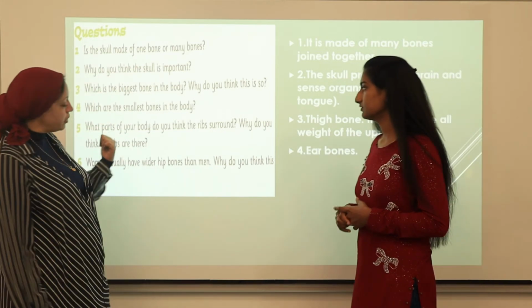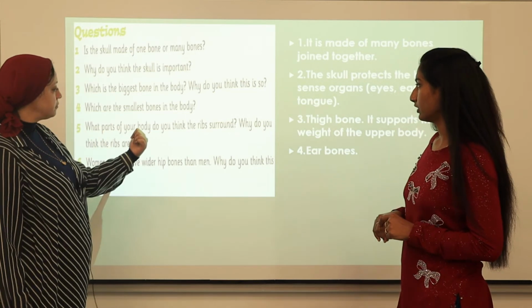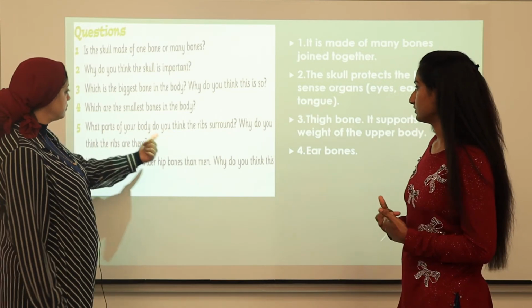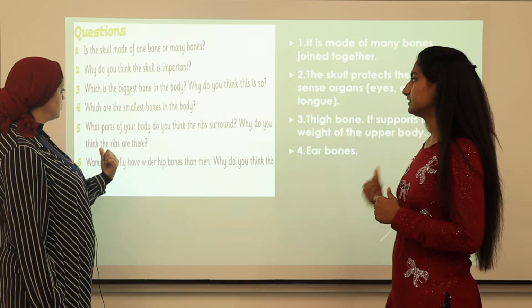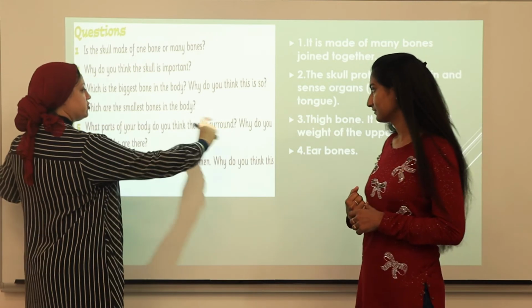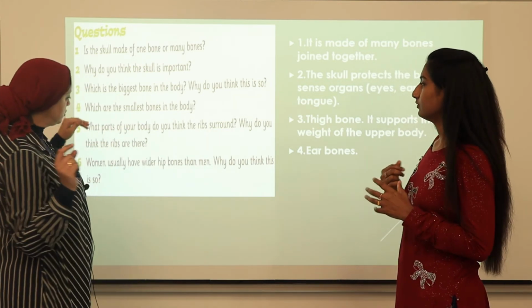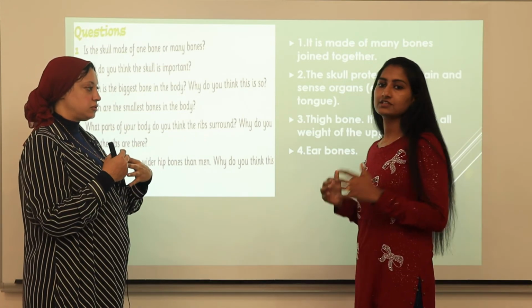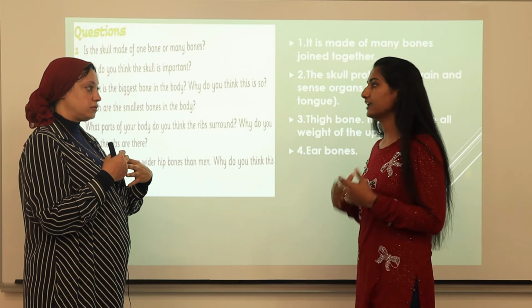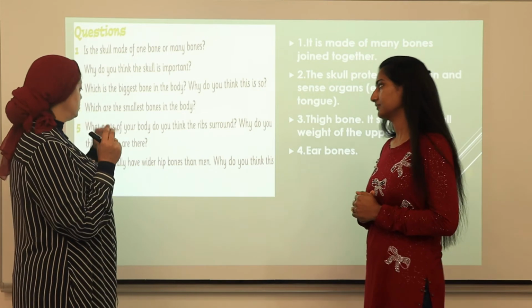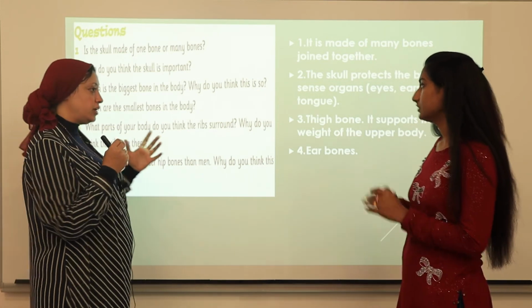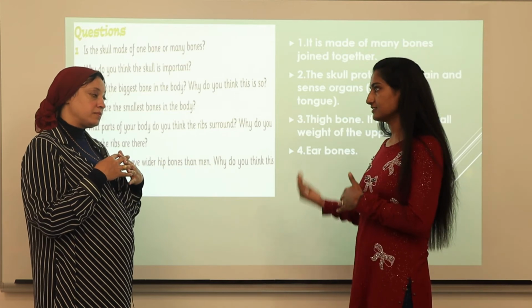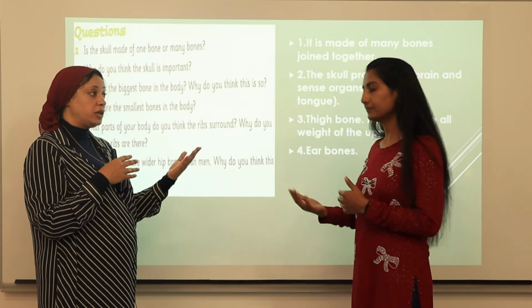Okay. Question 5. What parts of your body do you think the ribs surround? Why do you think the ribs are there? Okay, we will take the first part. What parts of your body do you think the ribs surround? It surrounds the lungs and heart. Excellent. Why do you think the ribs are there? To protect the internal organs such as this. Yes, the heart, to protect them.